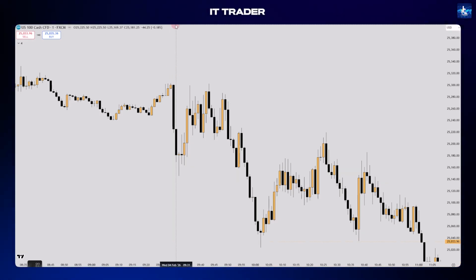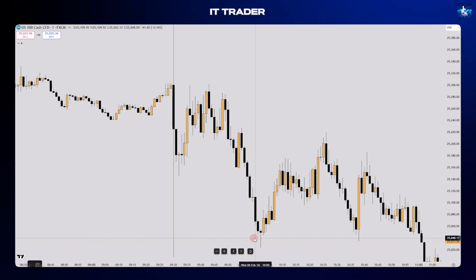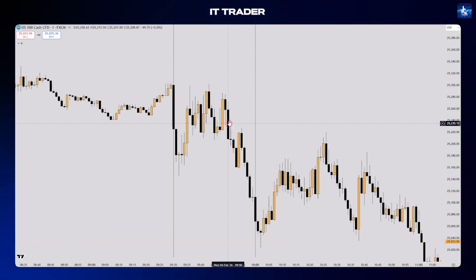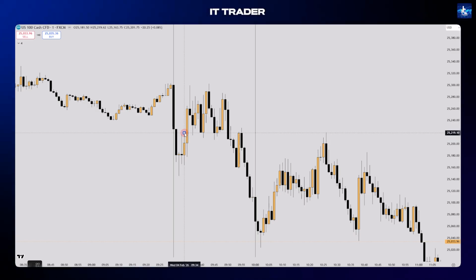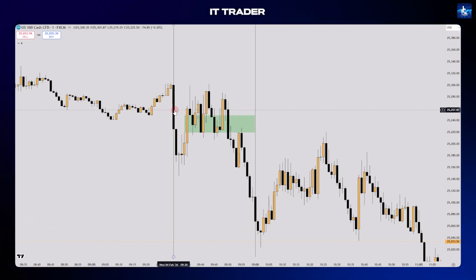After that, we select the time interval from 9:30 to 10 o'clock New York time, the first 30 minutes of the New York session opening. It is during this interval that the market most often shows its direction, and the fair value gap formed here is the most significant. Now, here's an important point that many people get wrong.